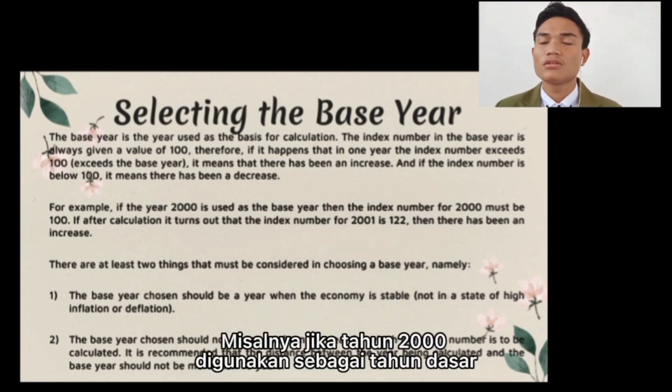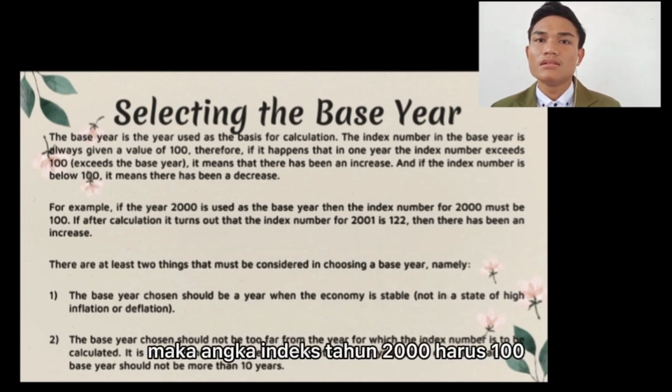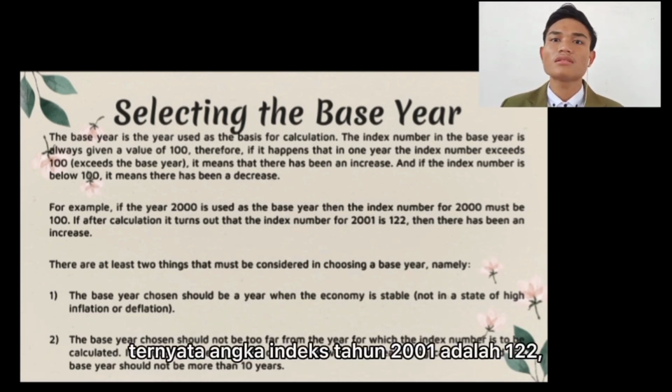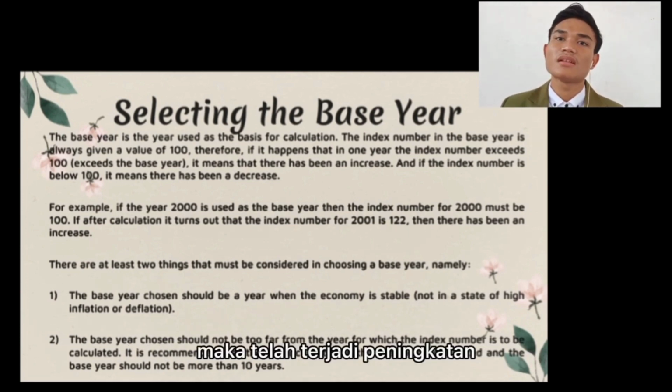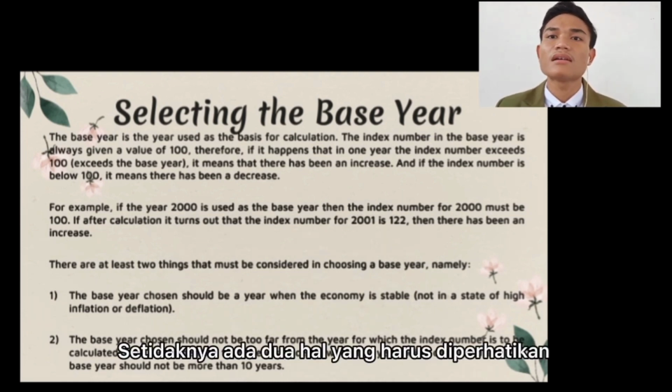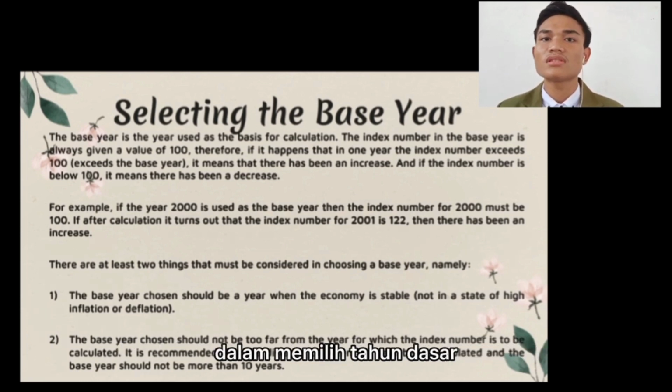if the year 2000 is used as the base year, the index number for 2000 must be 100. If after calculation it turns out that the index number for 2001 is 122, then there has been an increase. There are at least two things that must be considered in choosing a base year.